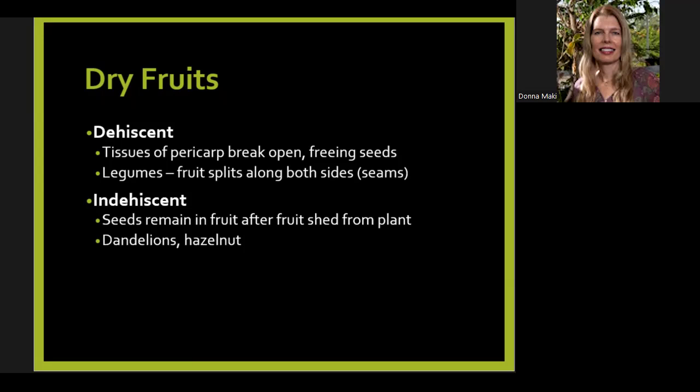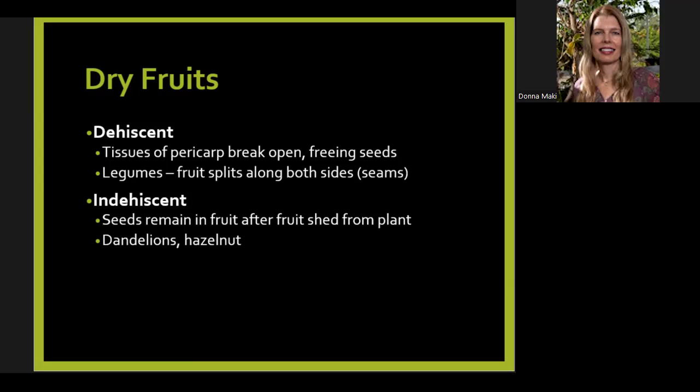Dandelions are an excellent example of that. So when you, as a kid, or I hope you still do it as an adult, blow on the dandelion and get the parachutes to fly, at the very base of the parachute, that's your dry fruit, the dandelion fruit. Would all nuts be indehiscent? Yes, I believe so. I'm not 100% sure, but that would be my guess that nuts would fall into the indehiscent. I can't think of an exception right now anyways.